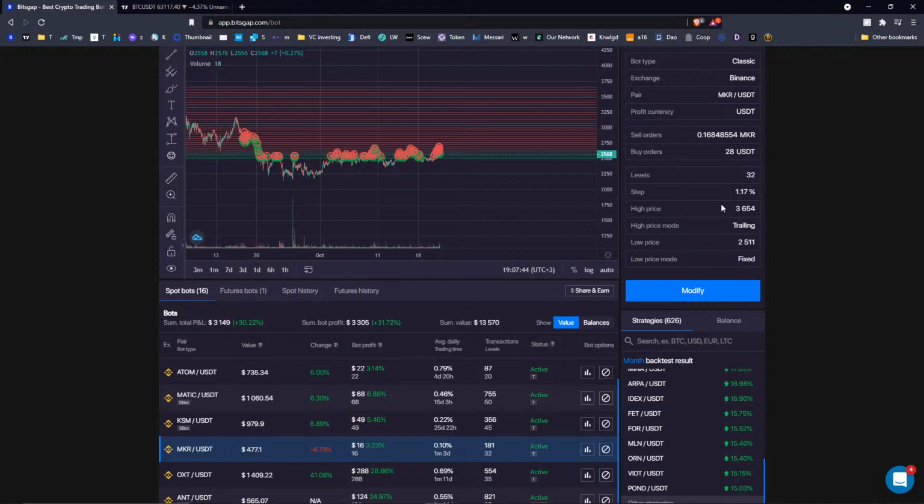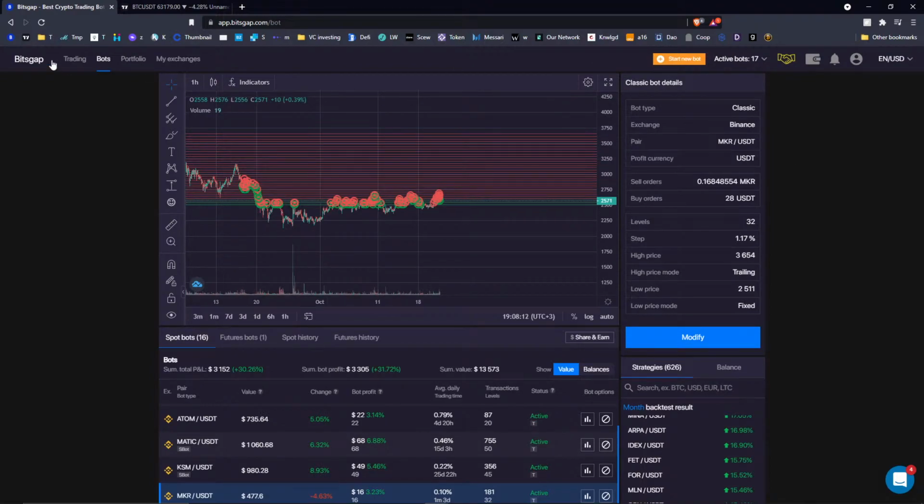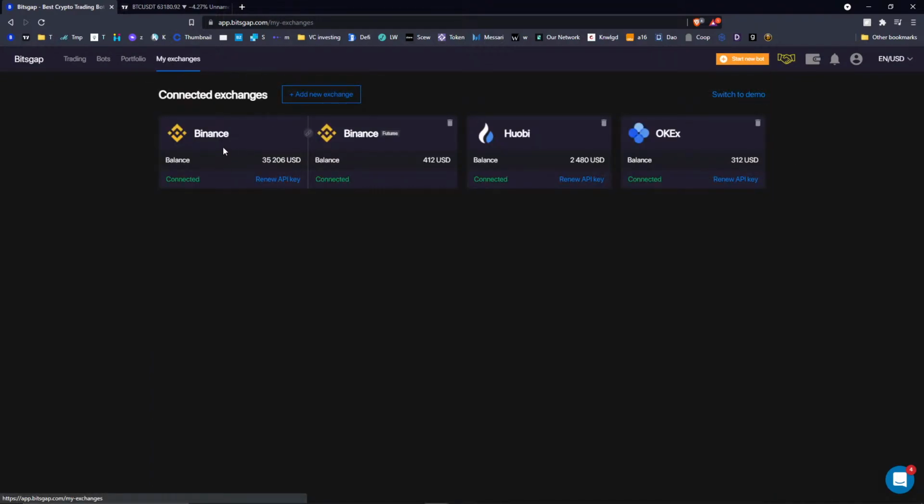There was also the question about whether you can link multiple accounts to Bitsgap. Let's say you have 2 accounts on Bitsgap to be linked to one Binance account. That's possible. So let's say here I have one API key, so I go to my exchanges, that's one API key, and that's one account, a $35,000 account.